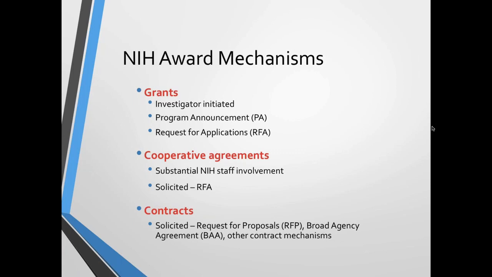They can then also look at program announcements, and program announcements give you some idea of the areas of research that the institute or a particular institute is interested in. There's also another way of knowing what we're looking for to fill a research gap, which might be the request for applications, so that's an RFA. So those two, there's a program announcement, the PA, and then there's the RFA. The other mechanism we use is called cooperative agreements, which are very similar to grants. The main difference is that there's a substantial amount of NIH staff involved.